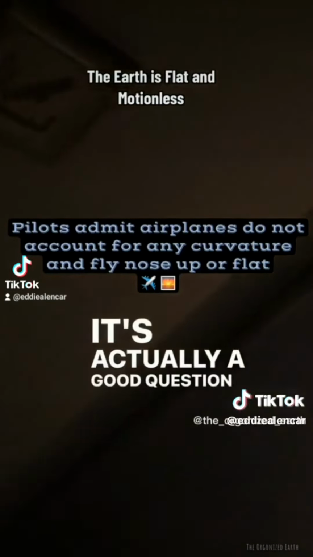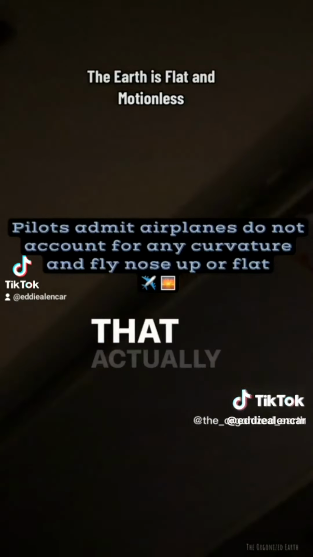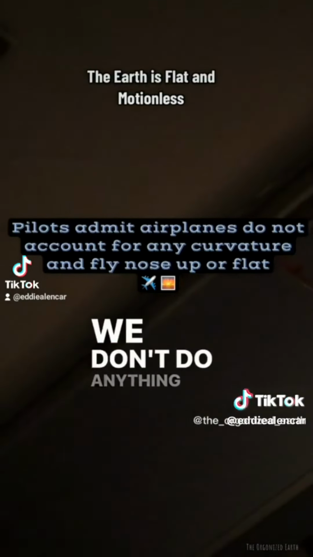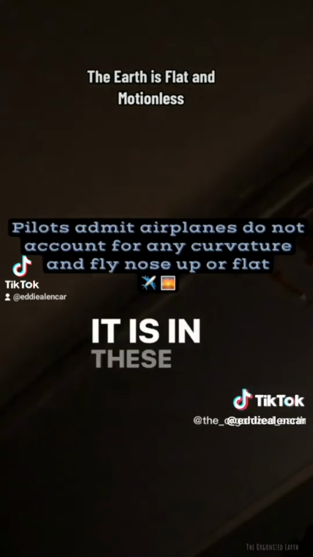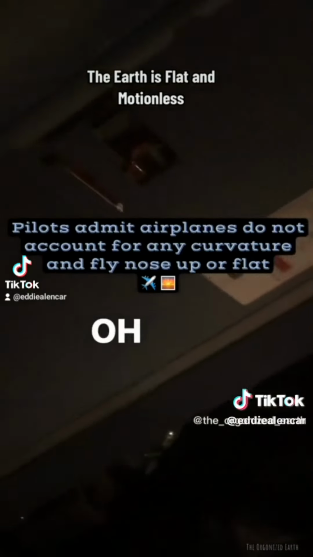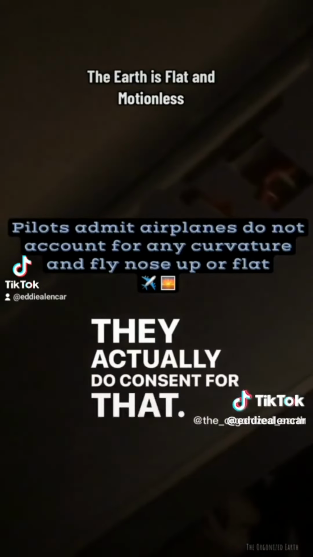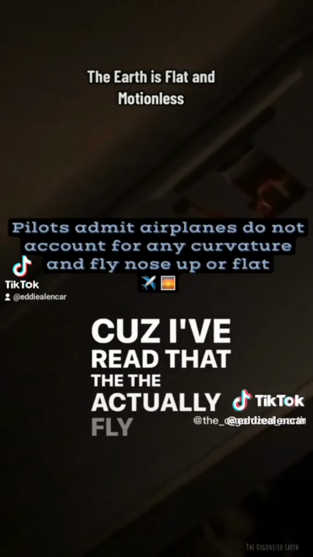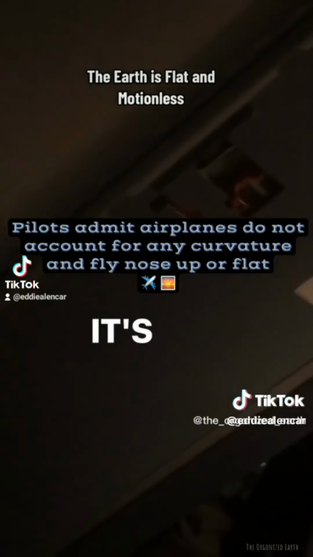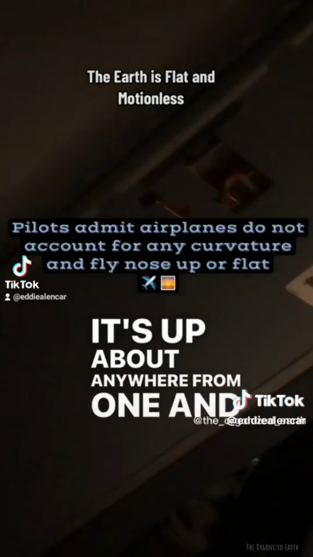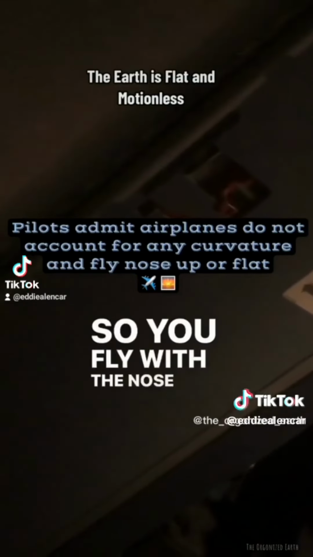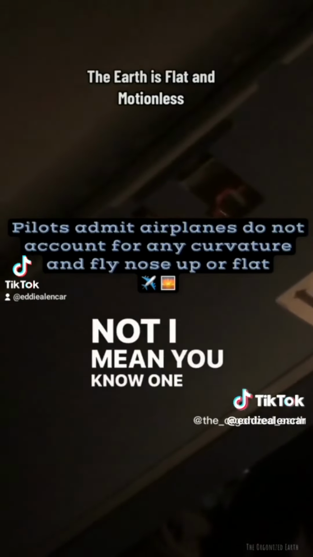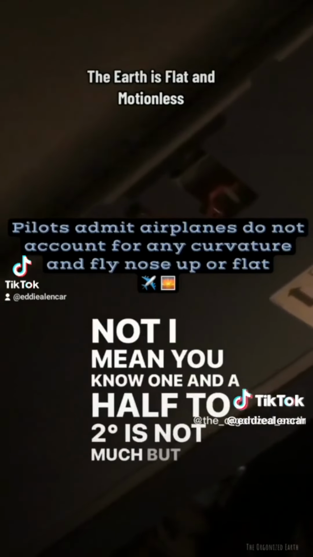It's actually a good question, and these boxes that are here actually do compensate for that. We don't do anything about... I mean, okay. It is in these two boxes you see there. Really? Because I've read that these guys actually fly with the nose up. It is. It's up about anywhere from 1.5 to about 2 degrees. So you fly with the nose up? Yeah. 1.5 to 2 degrees is not much, but it is up.